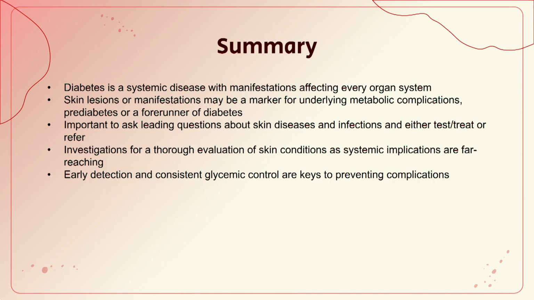Bacterial infections may not be as common, but it is worthwhile knowing them because they need to be differentiated, as the treatment will depend on the same. So in summary, diabetes is a systemic disease with manifestations affecting every organ system. We know that. Skin manifestations may be a marker for underlying metabolic complications, pre-diabetes, or a forerunner to diabetes itself. It's important to ask leading questions about skin diseases and infections and either test, treat, or even refer to the correct physician for the same.